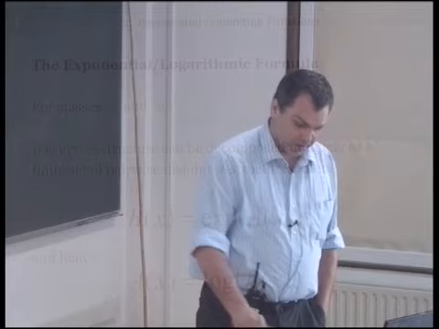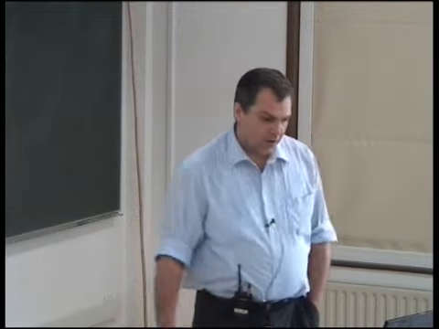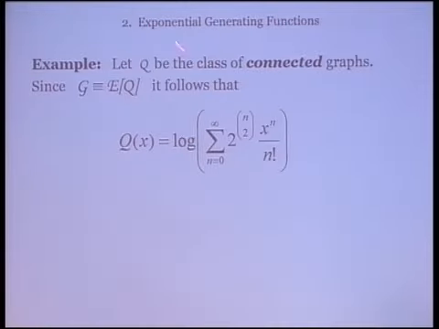For instance, for graphs. From first principles, we had the generating function for graphs, which was what's inside the parentheses here. And since graphs are sets of connected graphs, G(x) is exp of Q(x), where Q is the class of connected graphs. So you turn that around.